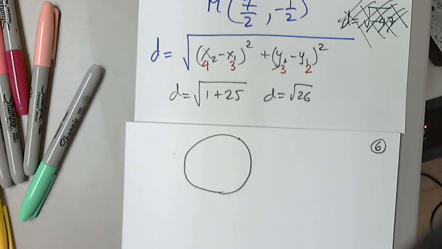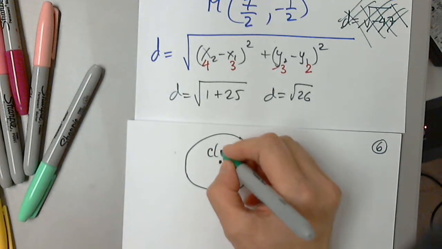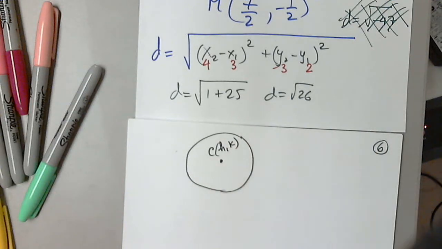Can anyone say that it's a circle? Make me happy and say it's a circle. Okay, it's an attempt at a circle. I got it. Anyway, this is the center. We denote the center by h comma k. That's the convention.